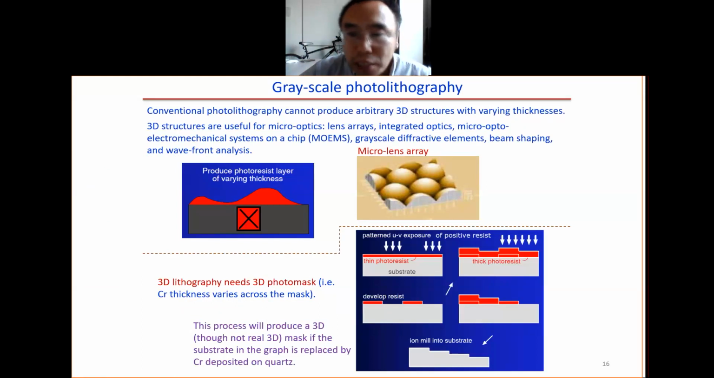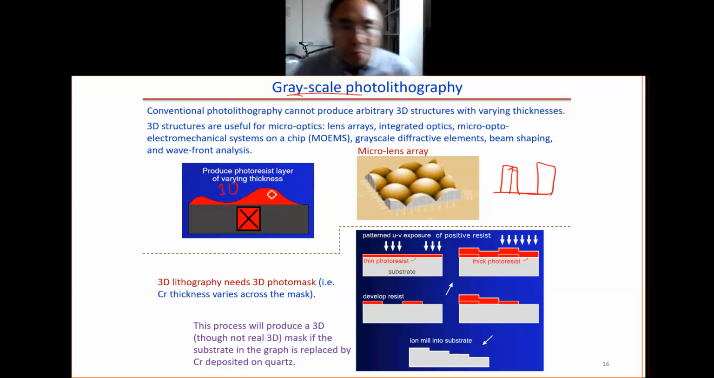Now we look at the next topic, which is grayscale lithography. Normal lithography is, we said, black and white. So we have the resist, either a full height or no resist. This is the normal one. Grayscale means something like this. It is kind of a 3D pattern. This is useful for micro optics, like the microlens. This is the microlens array and other components for optics.